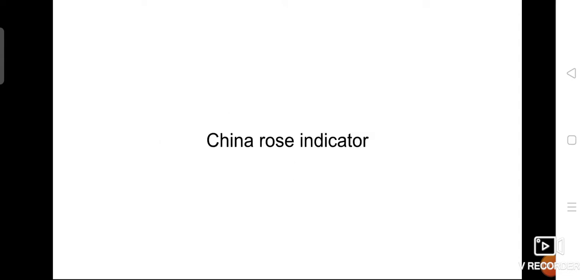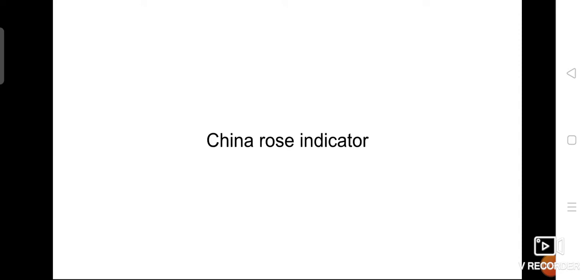Good morning, everyone. In today's session, we are going to start part 4 of the lesson acids, bases, and salts. In previous sections, we have seen two natural indicators. Just recall: the first natural indicator was litmus, and the second one was turmeric. Let us look at the third indicator, which is China rose.